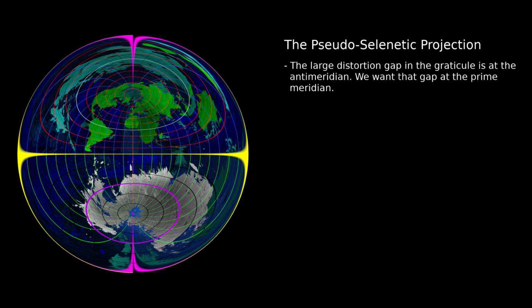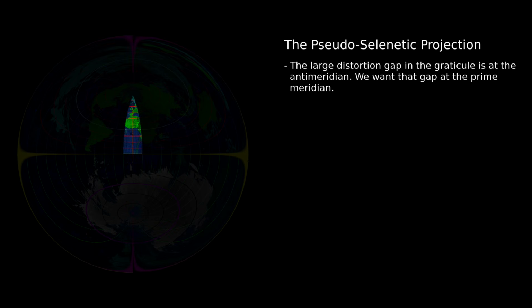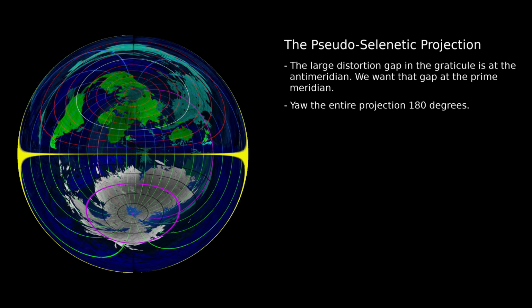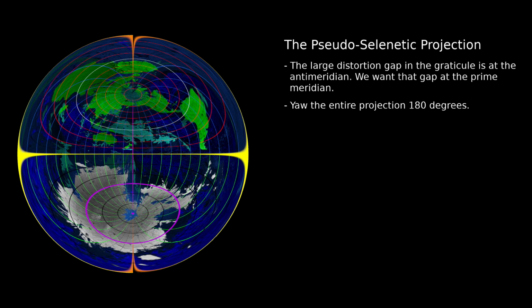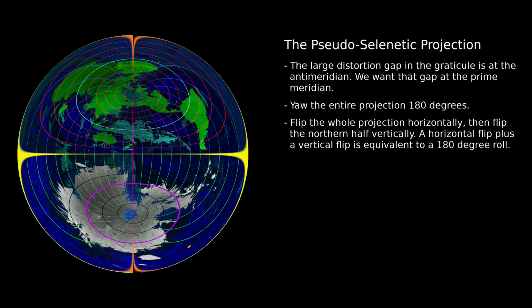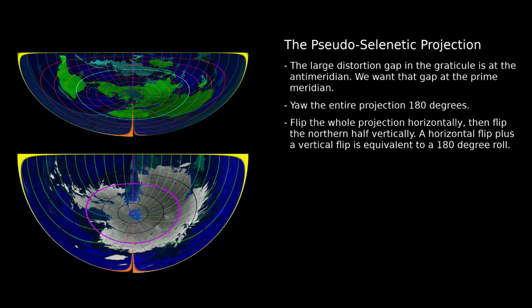The large distortion gap in the graticule is at the anti-meridian. We want that gap at the prime meridian. So we will yaw the entire projection 180 degrees. Next, to match the Selenetic orientation, we have to invert the southern half and rotate the northern half 180 degrees. We'll achieve this by flipping the whole projection horizontally, then flipping the northern half vertically.